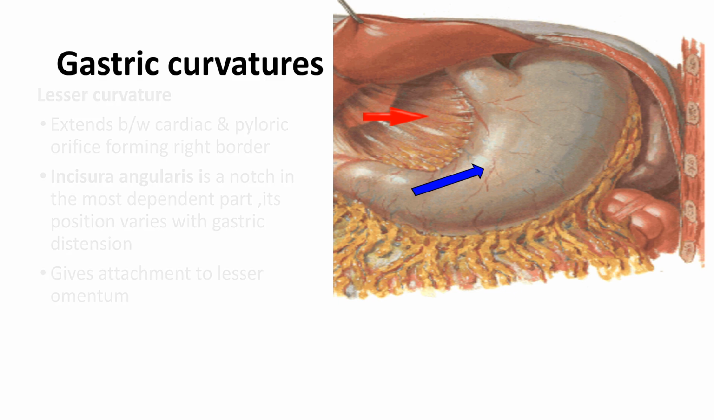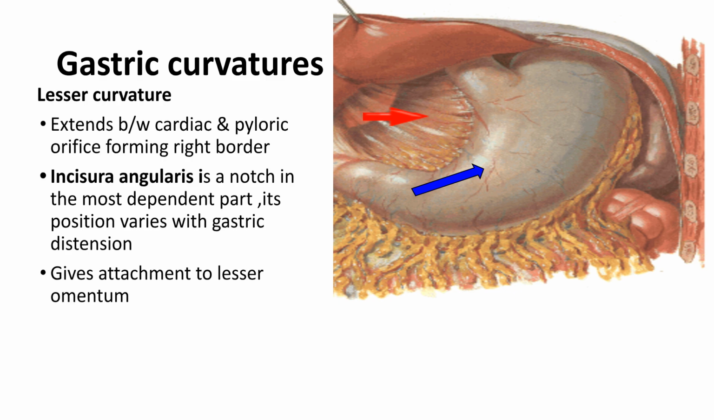Examining the gastric curvatures, the lesser curvature extends between the cardiac and pyloric orifices, forming the right border. The incisura angularis is a notch in the most dependent part, whose position varies with gastric distension. It provides attachment to the lesser omentum.